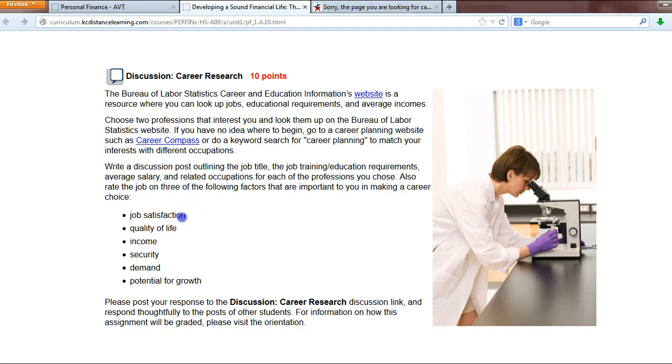So is it a job that's going to be satisfying? If you're looking up a job, what would make it satisfying for you? How would it contribute to your quality of life? What's the income level or income range you could expect with that career? What's the job security with that career?